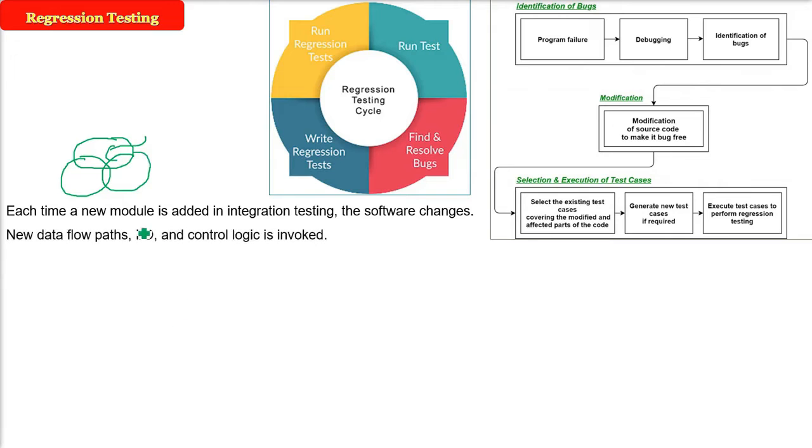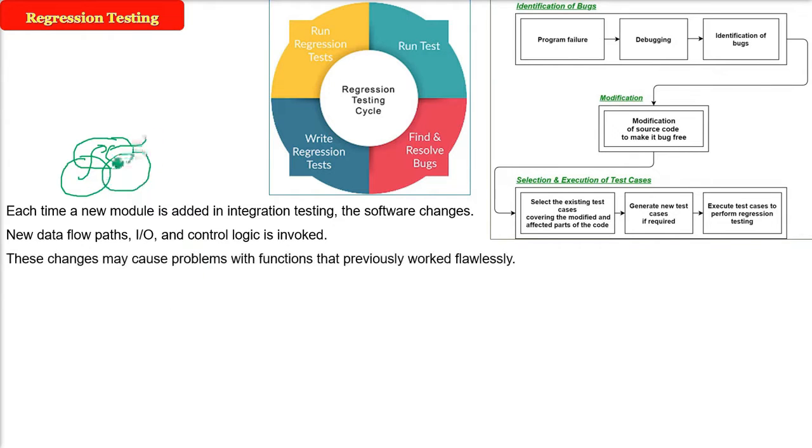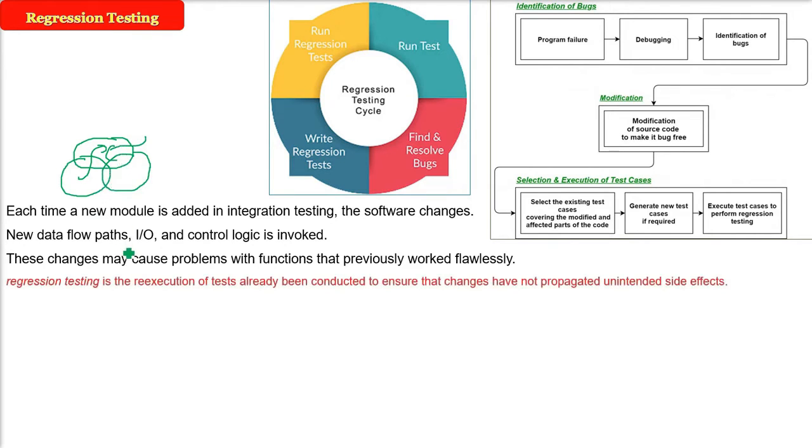It may happen that new data flow paths can be introduced, input output, control logic may be invoked. So these changes may cause certain problems with functions that were previously working fine, flawlessly. So regression testing is a re-execution of a subset of tests already conducted.